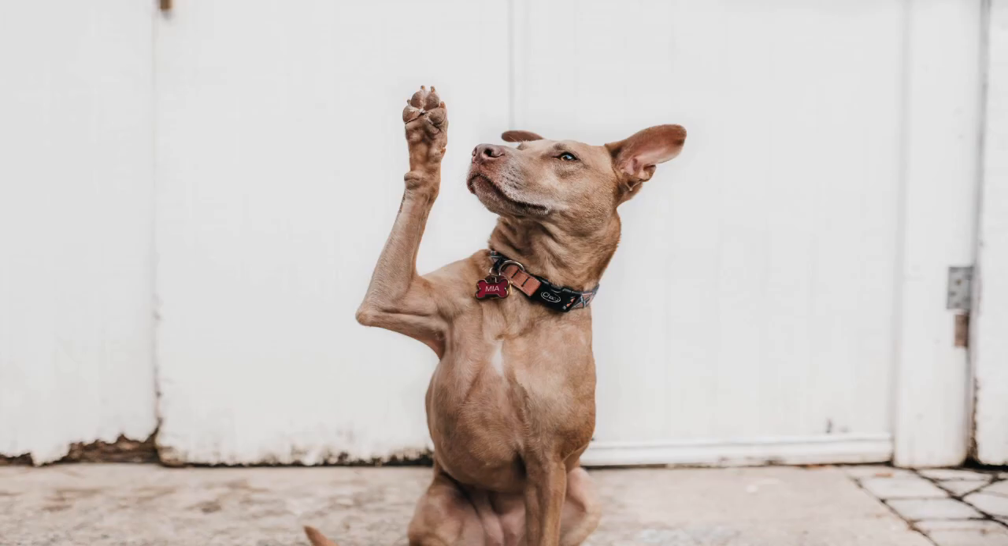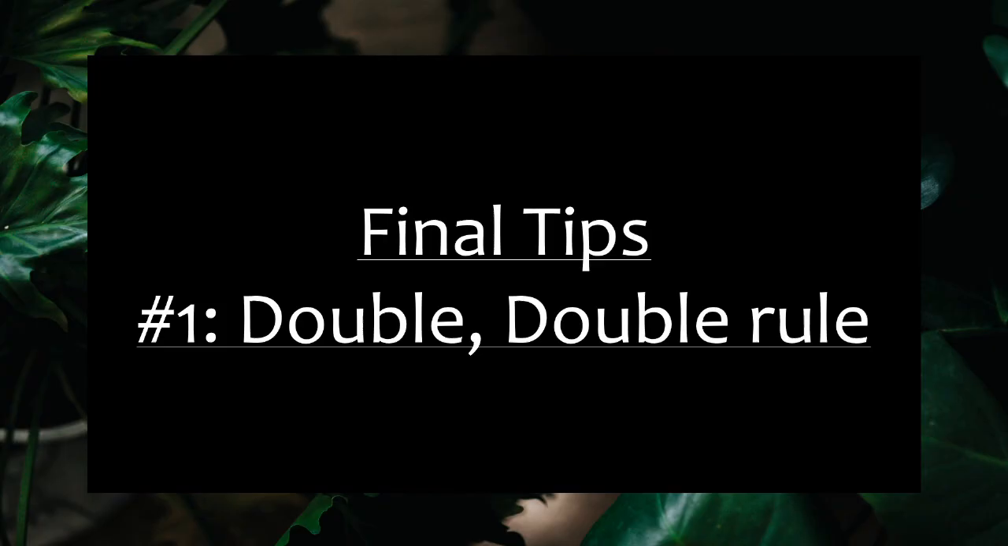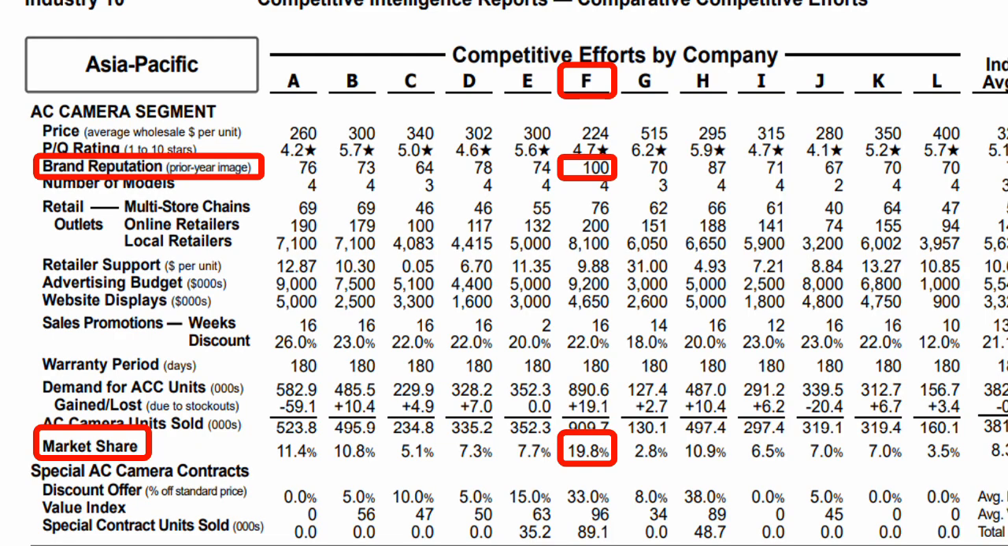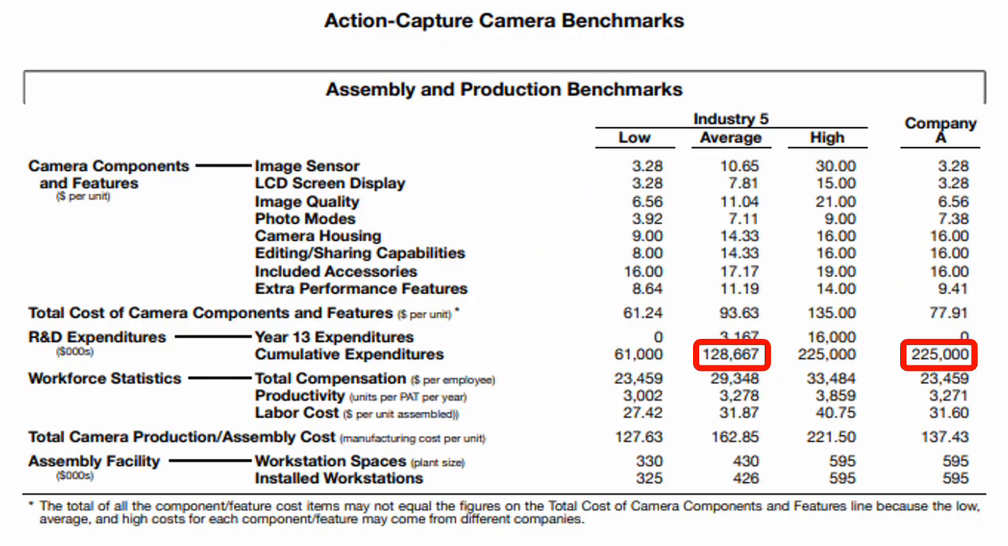We have some final tips so that you can feel safer with this advanced Glo-Bus strategy. The first rule has to do with the upper limit. It is the double-double rule. If your market share is already double the industry average, or your cumulative expenditures on R&D are already double the industry average, then you can stop investing in that thing because you already have a dominant position and may be getting diminishing returns. Go work on something else.